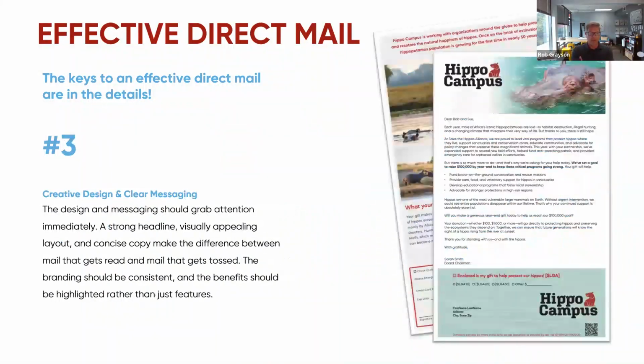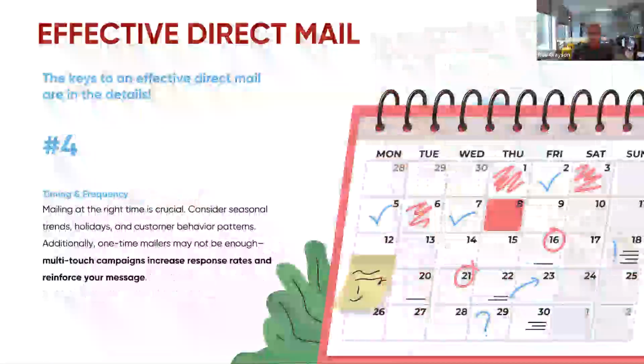The third thing in this list is having something that is an attractive piece that is easy to digest. So creative design and clear messaging. Here, Hippocampus is telling you in their direct mail fundraising appeal letter why they need help. They need $100,000. They gave some bullet points. It's really easy to digest. They bold a couple of lines that tell you specifically what's going on. And they make giving really easy with a rip-off remit coupon and a lot of photos.